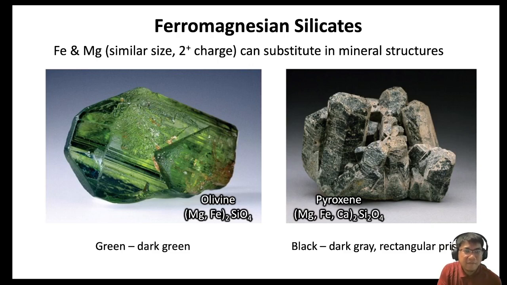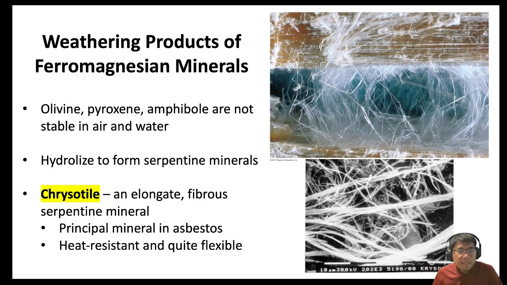Again, ferromagnesian silicates have ferro in it, and magnesium, meaning that it has a bunch of iron and magnesium within the minerals. Again, these are the two minerals that I already mentioned before. Some weathering products of ferromagnesian minerals are something that we may need to pay attention to. Olivine, pyroxene, and another one called amphibole here.